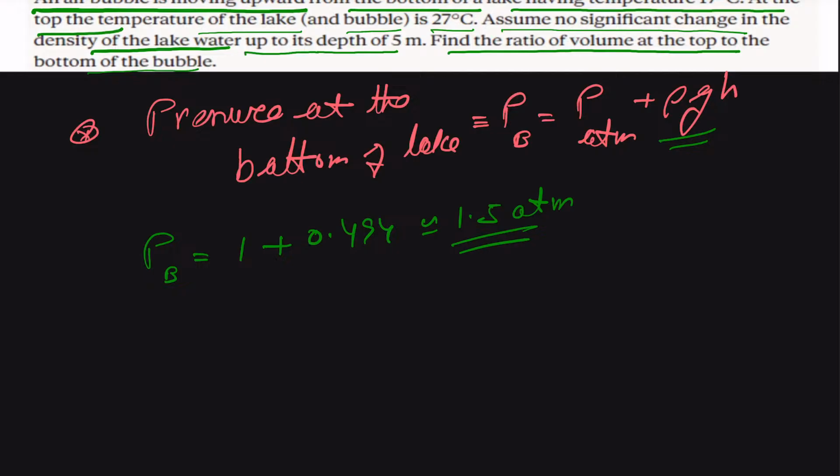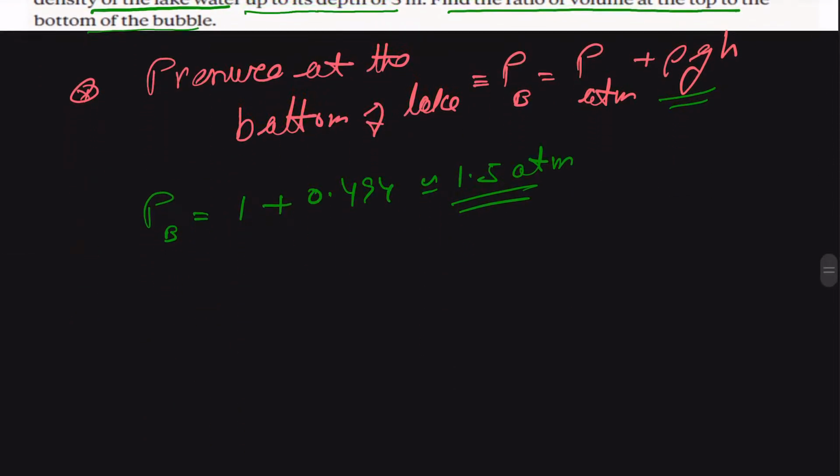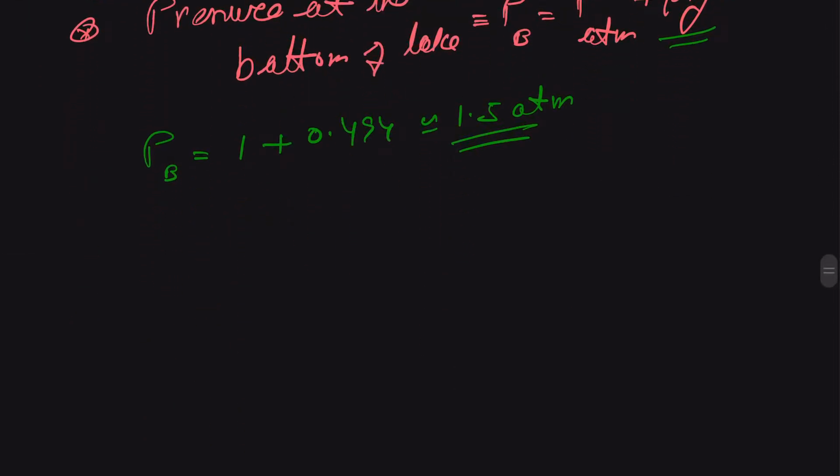And now let's come to the temperature part. Bottom temperature is 17 degrees centigrade, top temperature is given as 27 degrees centigrade. So we are given that temperature at the bottom is 17 degrees centigrade, which is 290 Kelvin, and temperature at the top is 27 degrees centigrade, which is 300 Kelvin.